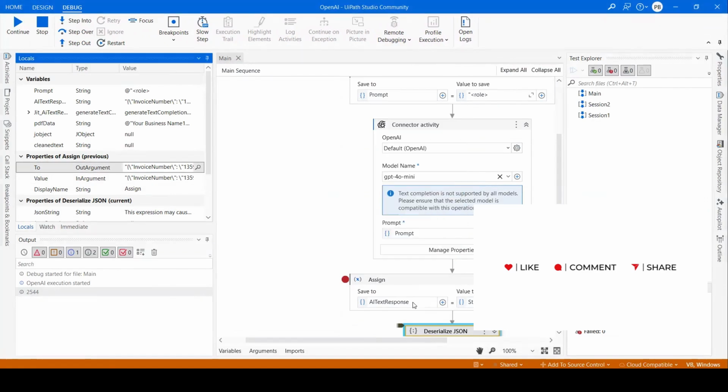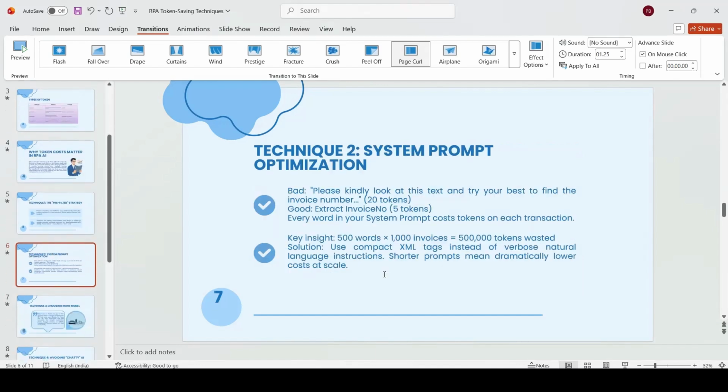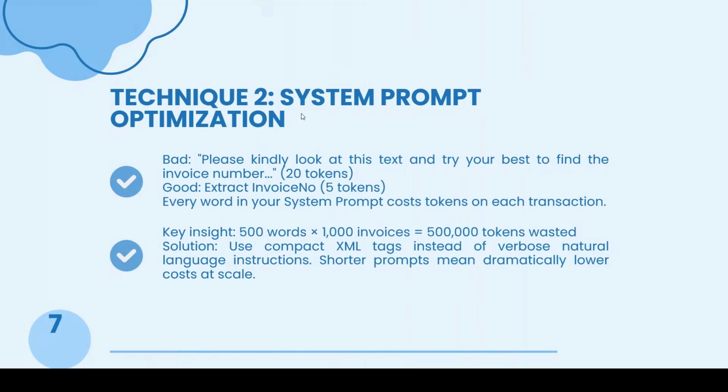Now, this is one way out of it, meaning filter. Whatever is necessary, only that much information, keep it, and the rest of the information, just trim it out. Okay, so that's what has been mentioned. This is the very first and most important technique. The next one, let me zoom in, is the system prompt option.